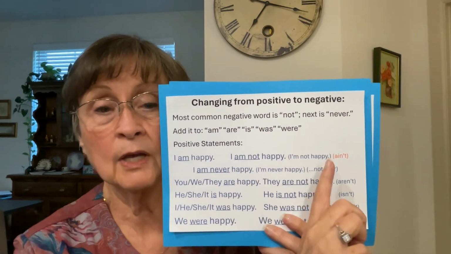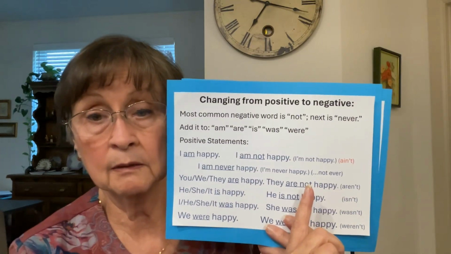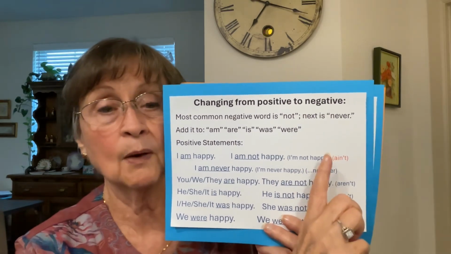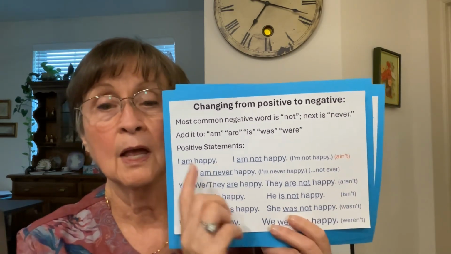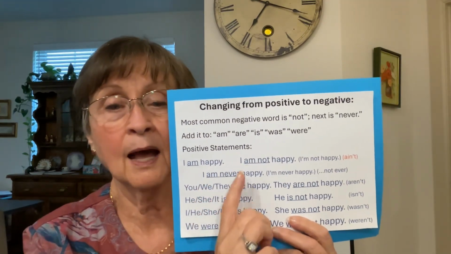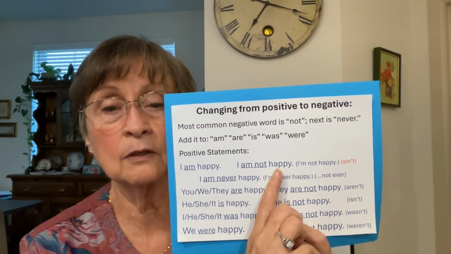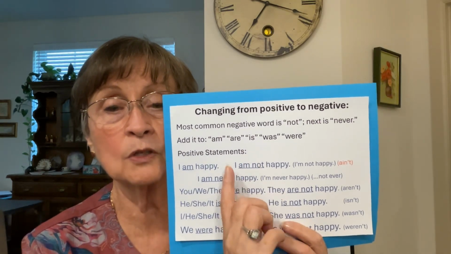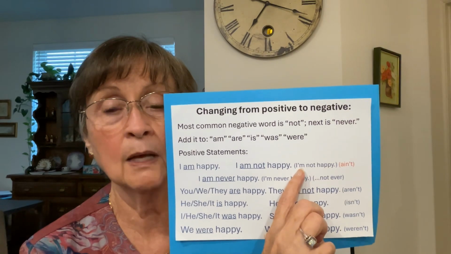But we never say it the other way, unless we're speaking incorrect English. In correct English, standard English, that red means don't do that. I am happy, I am not happy. If I make a contraction, I can't make a contraction with am not, so I can make it with I'm.